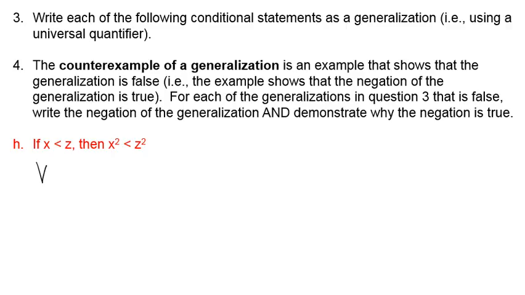We said that for all x and z in the integers, if x is less than z, then x squared is less than z squared. So I've added a quantifier to this statement. For all integers x and z, if x is less than z, then x squared is less than z squared. That's our statement. We'll call our statement S.